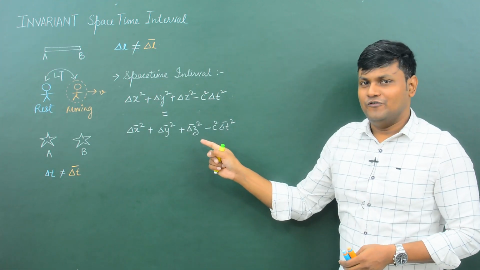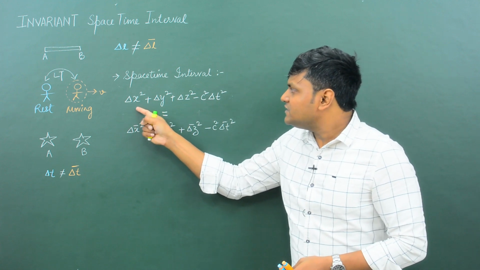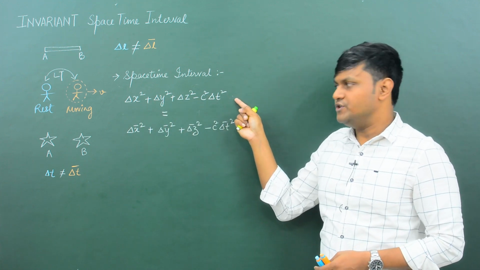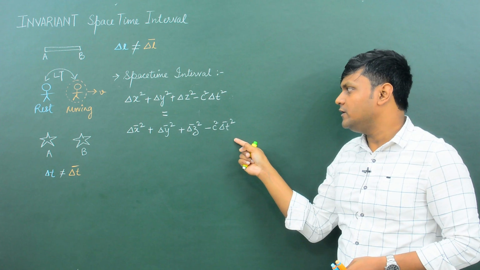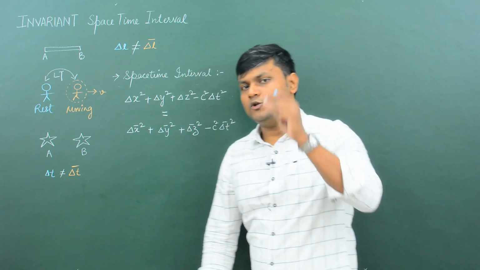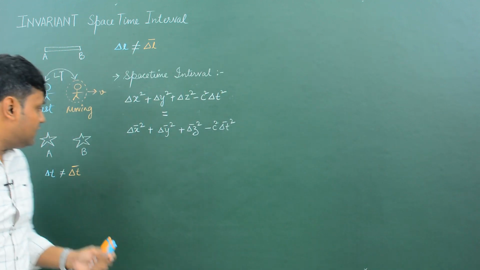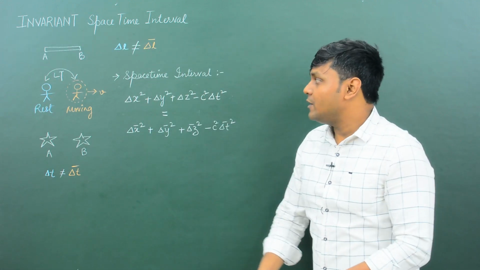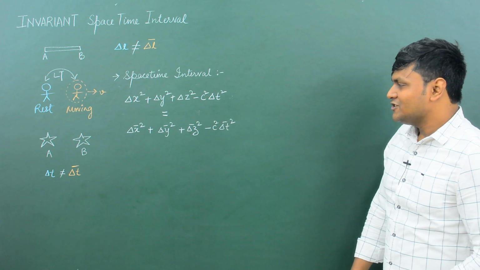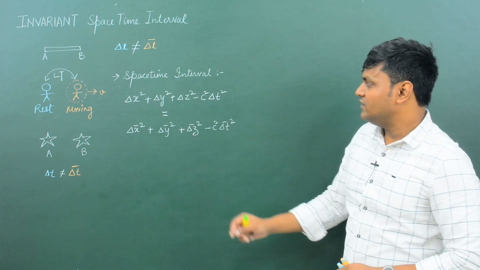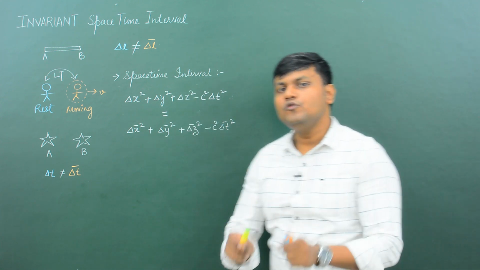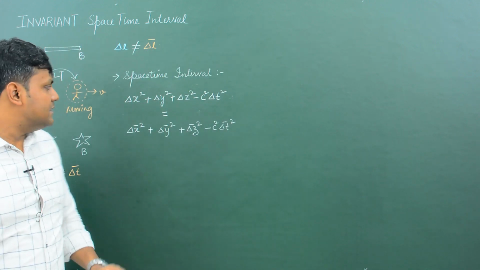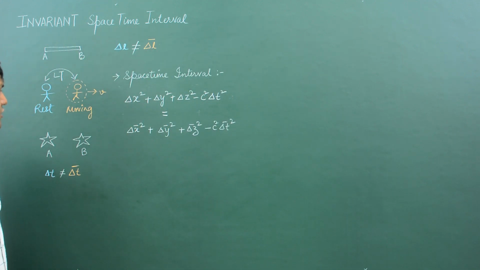This is what I'm going to prove. The measurements of the rest observer and the measurements of the moving observer for this particular quantity are going to be exactly the same for the given physical events, let's suppose A and B. And that is why the space-time interval becomes so important. So before I discuss further the significance of this space-time interval, let me first prove to you that it is indeed invariant under a Lorentz transformation.